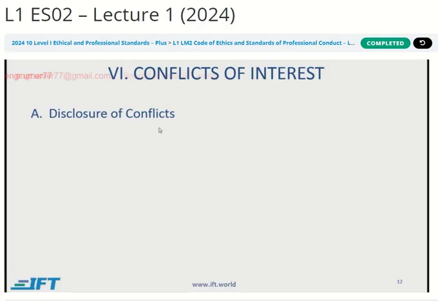6A is disclosure of conflicts. You must make full and fair disclosures of all matters that could reasonably be expected to impair your independence and objectivity or interfere with your duties to clients, prospective clients, and your employer. You must ensure that such disclosures are prominent, are delivered in plain language, and communicate the relevant information effectively.